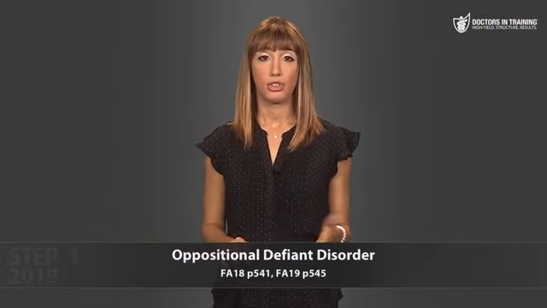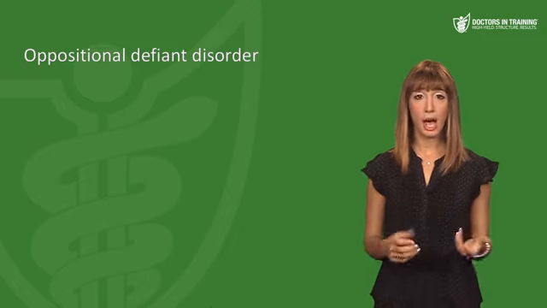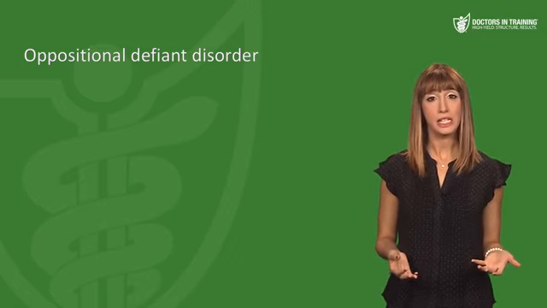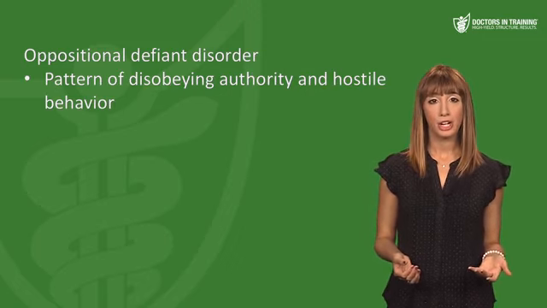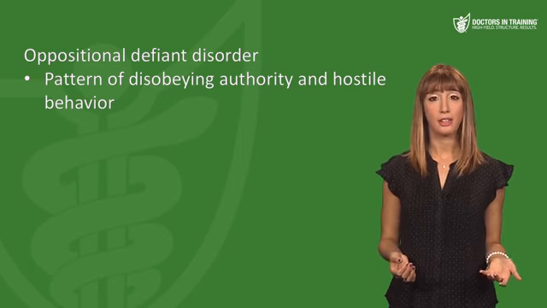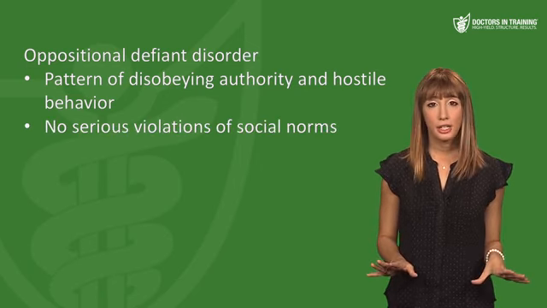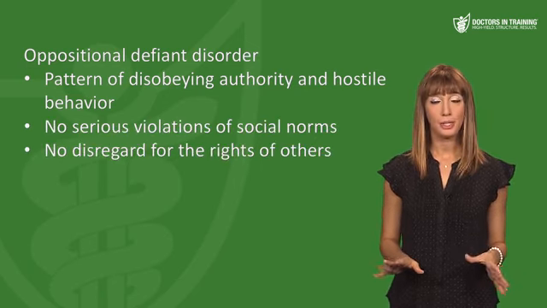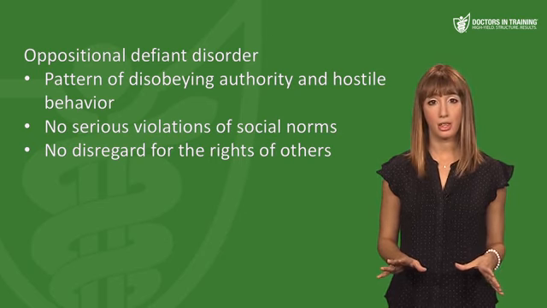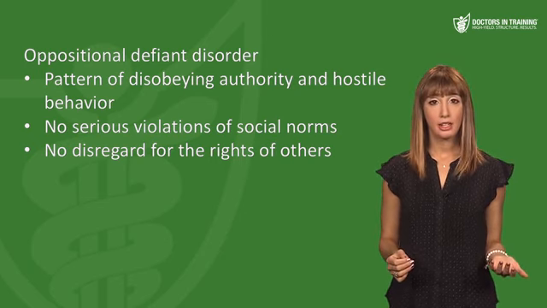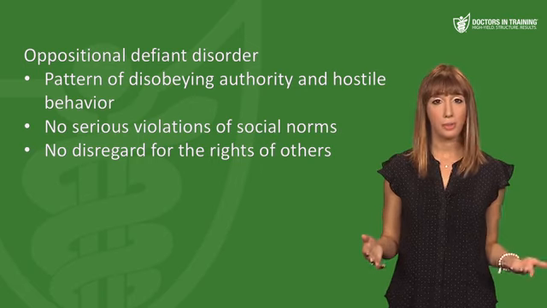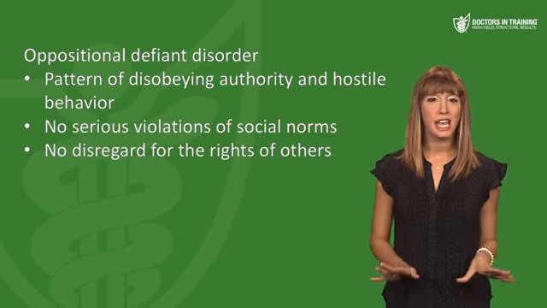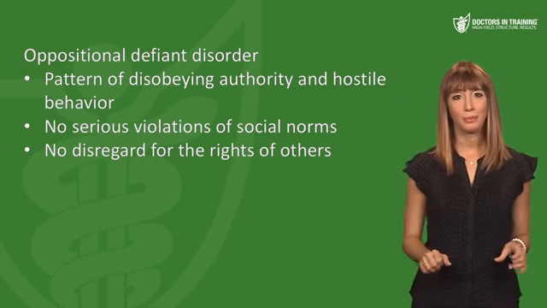Then, oppositional defiant disorder is a bit less drastic. With oppositional defiant disorder, ODD, there's a persistent pattern of disobeying authority and hostile behavior, but no serious violations of social norms and no disregard for the rights of others. They aren't as physically aggressive toward animals or toward other people, and they don't generally get into destruction of property.